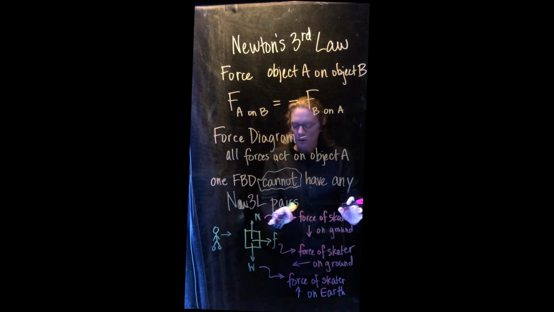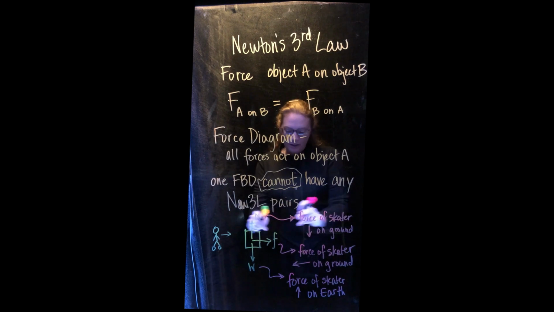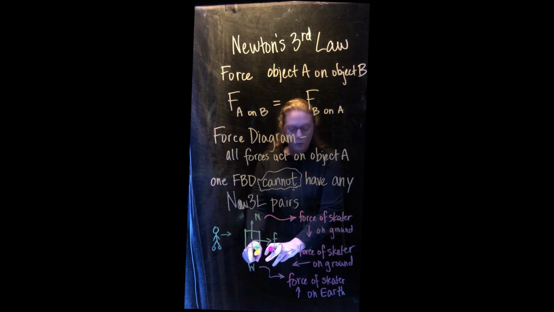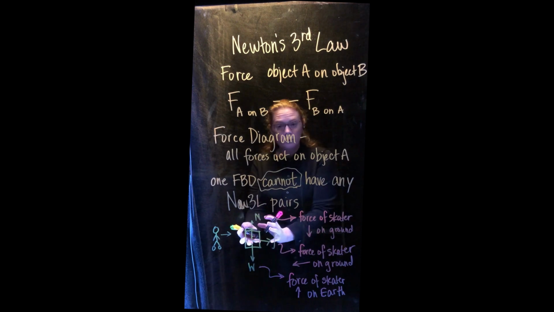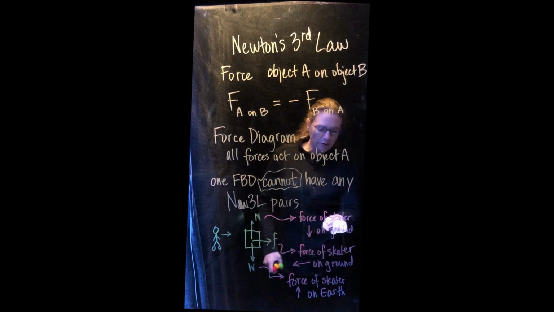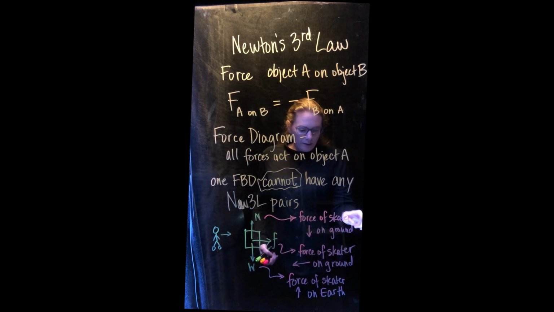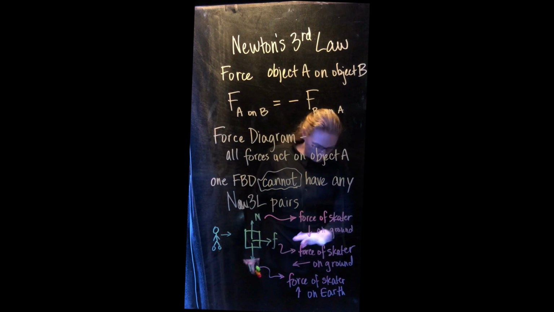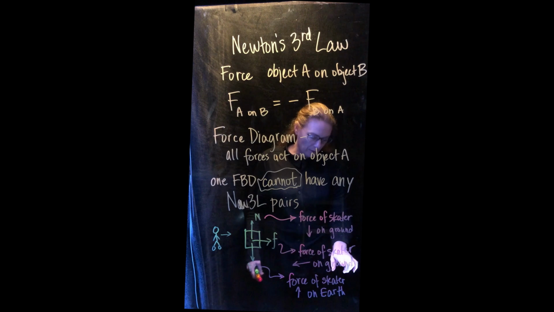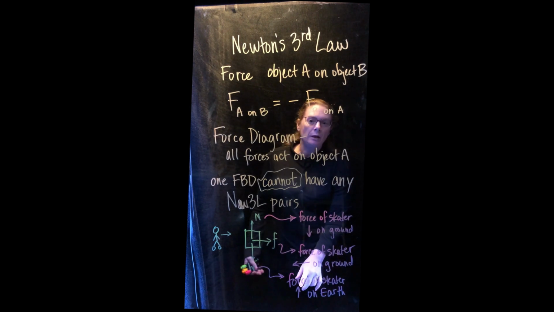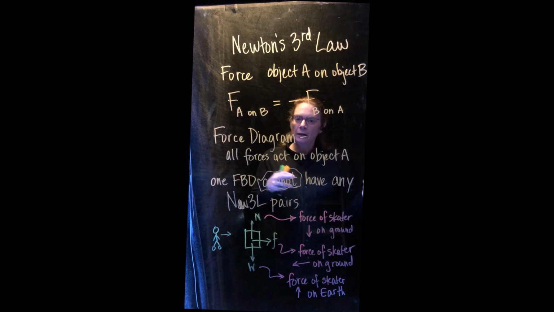So this is an example of the third law pair for each of these forces. But none of these would be on the skater's force diagram because they're all the force of the skater acting on something else. This third law pair would have to be on the force diagram for the ground. This one would have to be for the force diagram of the ground. This one would have to be on the force diagram for the earth.